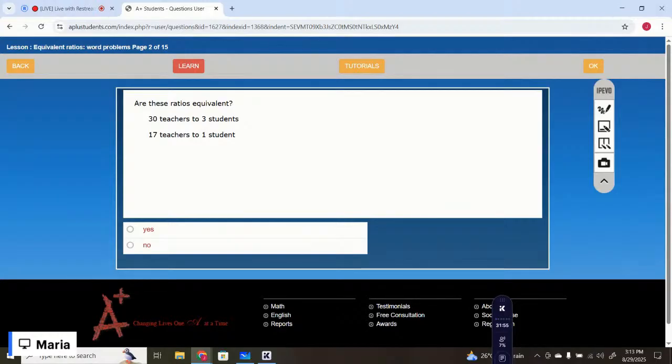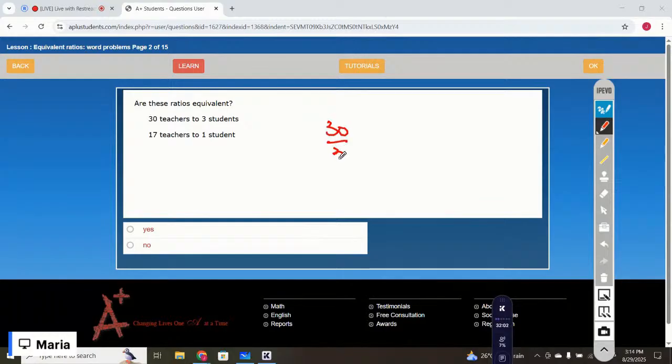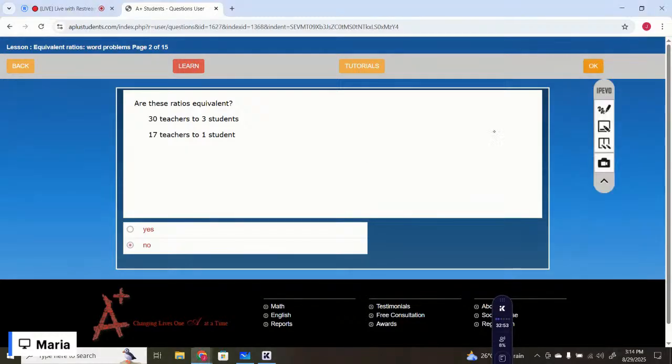Are these ratios equivalent? 30 teachers to 3 students and 17 teachers to 1. That is 30 to 3 and 17 to 1. 30 times 1 is 30 and 17 times 3 is 51. So they are not equal. The correct option is no, they are not equal.